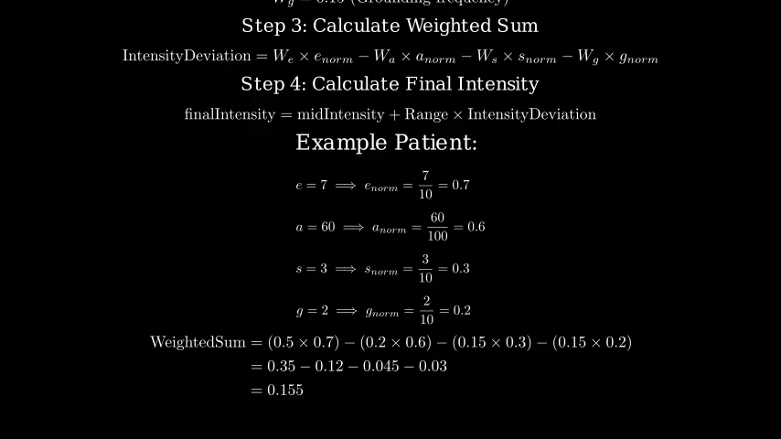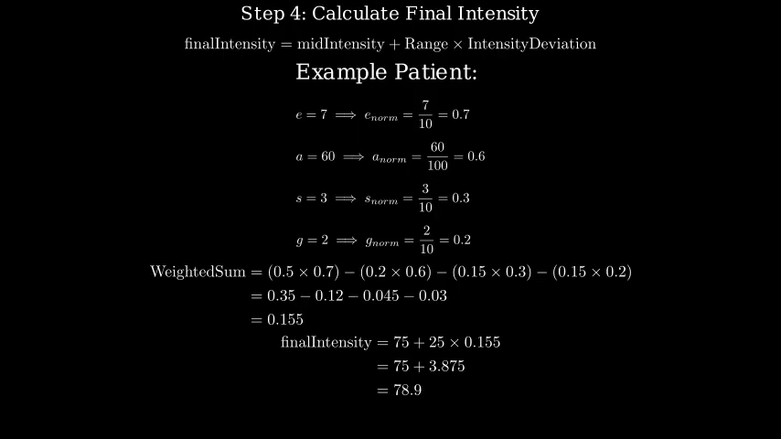Weighted sum equals 0.5 times 0.7 minus 0.2 times 0.6 minus 0.15 times 0.3 minus 0.15 times 0.2 equals 0.35 minus 0.12 minus 0.045 minus 0.03 equals 0.155. If our mid-intensity is 75 and our range is 25, the final intensity would be 75 plus 25 times 0.155 equals 75 plus 3.875 equals 78.9.